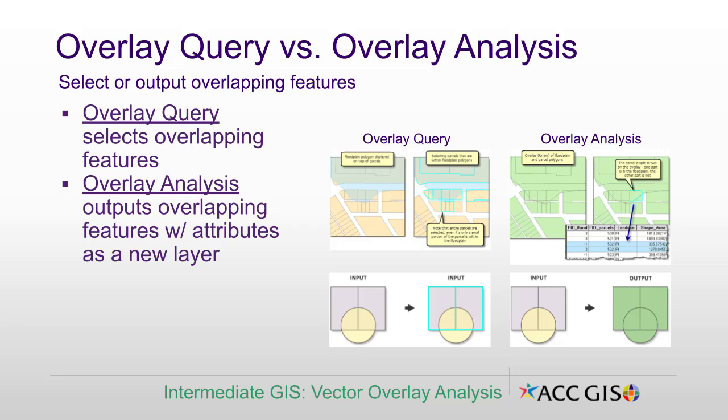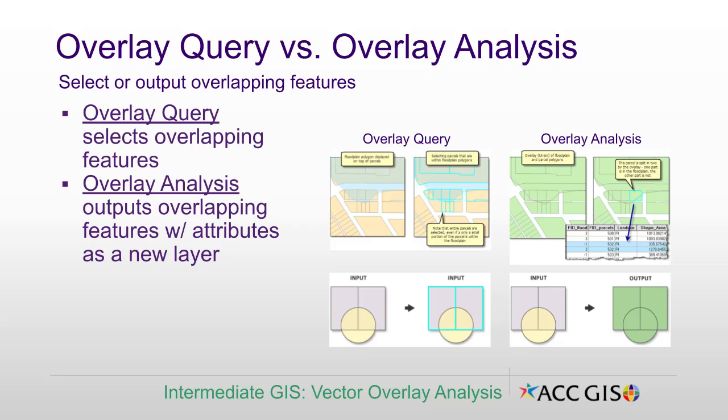And again, we can see that diagrammed in the image below, in which the input parcels are represented by the gray rectangles, the floodplain by the yellow circle, and then the output creates an entirely new polygonal feature class with attributes that represents the intersection of all of the features in the inputs.